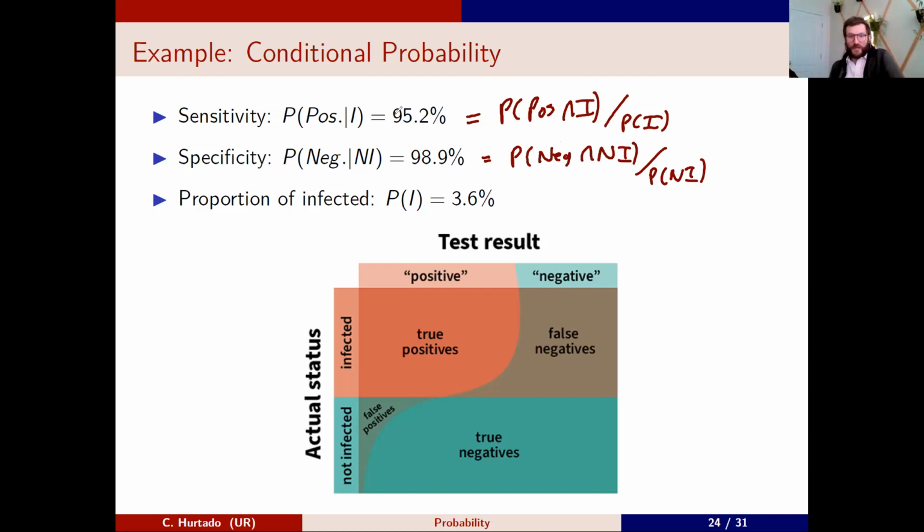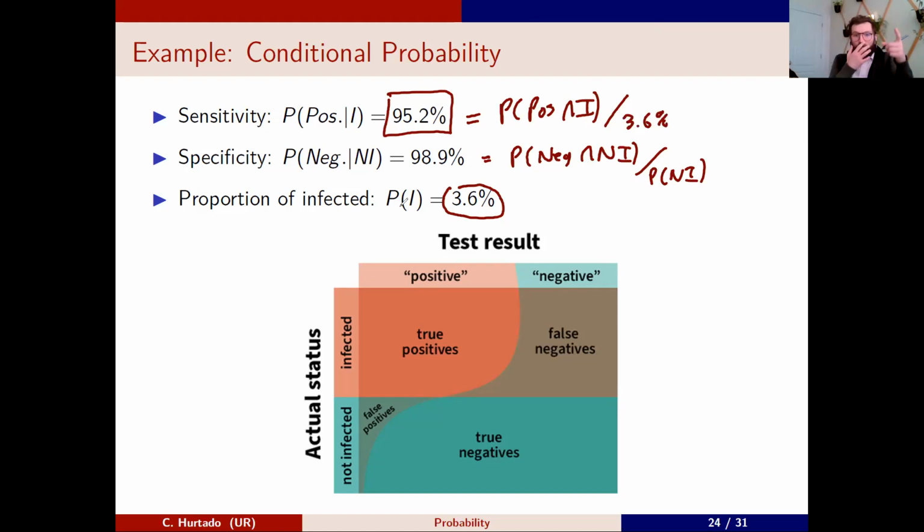We know that the conditional probability equals 95.2%, and we also know the probability of infection equals 3.6. So somehow we could reset this denominator as 3.6 instead of probability of infection, right? So we could write right here simply 3.6%, right? 3.6.